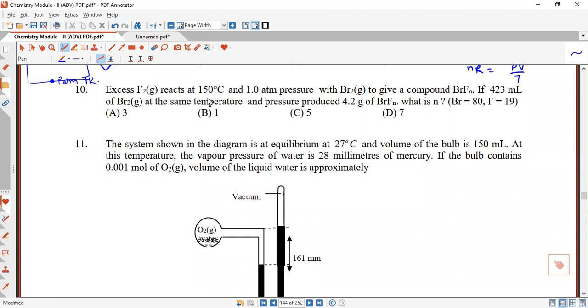Question number 10. Excess F2 reacts at 150 degrees and 1 atm pressure with Br2 to give a compound. Okay, 423 ml of Br2 at the same temperature and pressure produces 2.2 grams of BrFn. What is n?